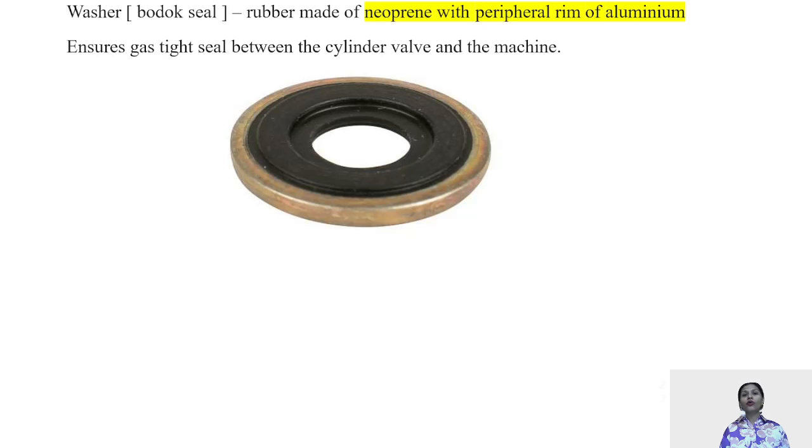This is the washer which is meant for a tight seal between the cylinder valve and the machine. This is how the washer looks. Please have a look at the image very carefully. This is the washer, made up of neoprene with a rim of aluminium around it. Only one washer is present.